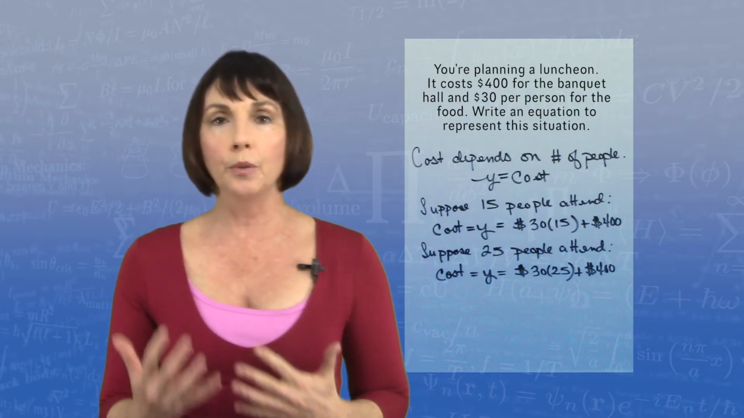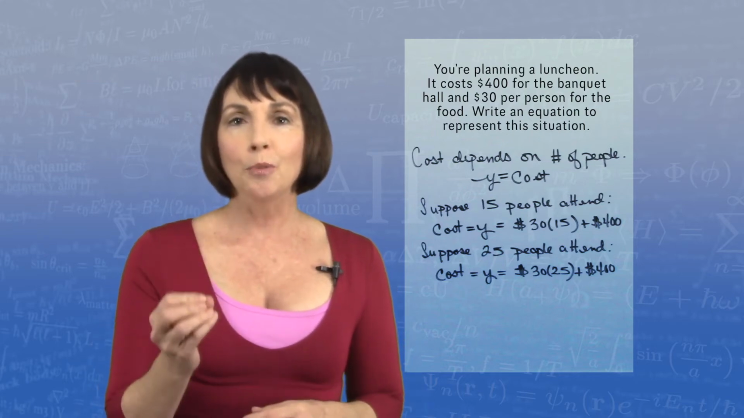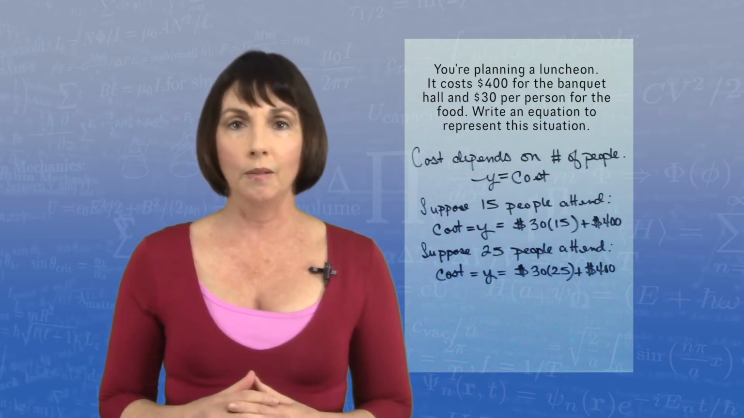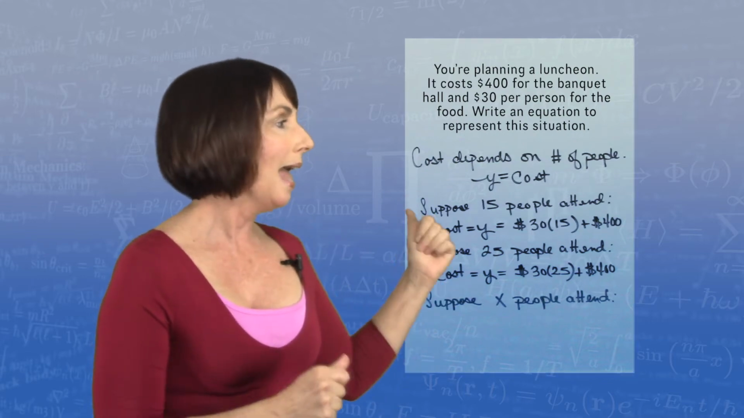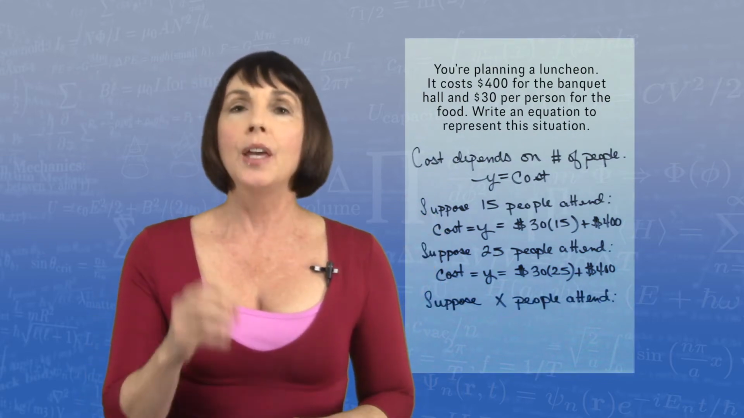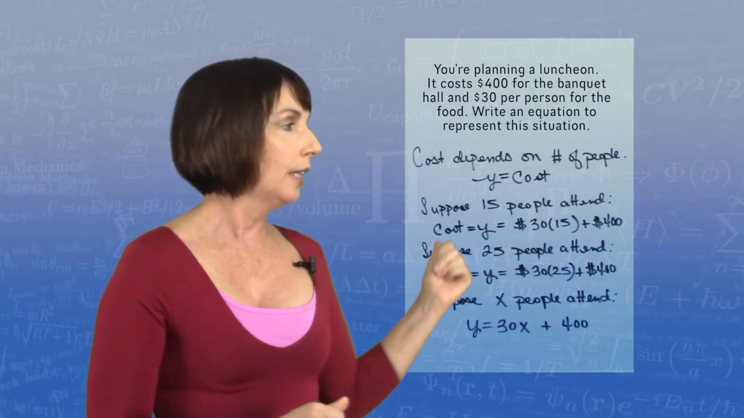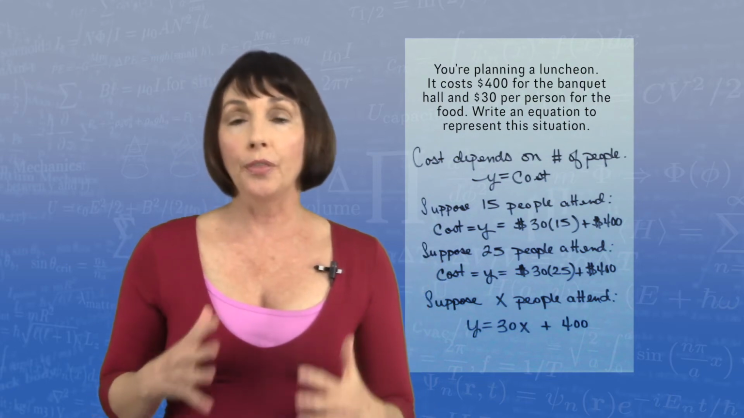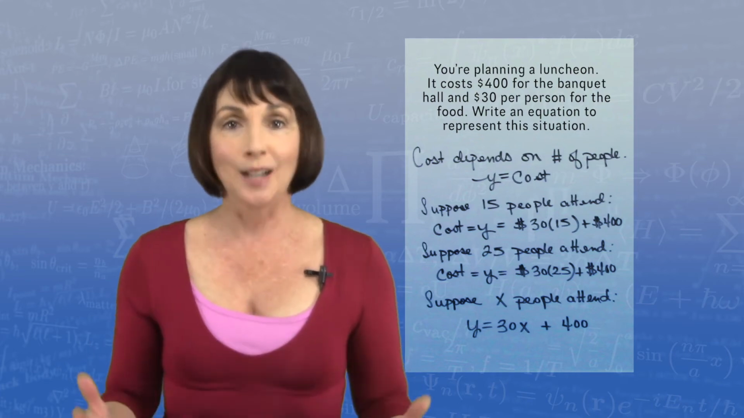So what are we doing here? We're taking the number of people and multiplying it by the cost per food and adding the banquet hall. So what if x people attended? Then y would be equal to 30 times x plus 400. Now, we can figure out the cost of this luncheon for any number of people who might attend. Let's take a look at another example.